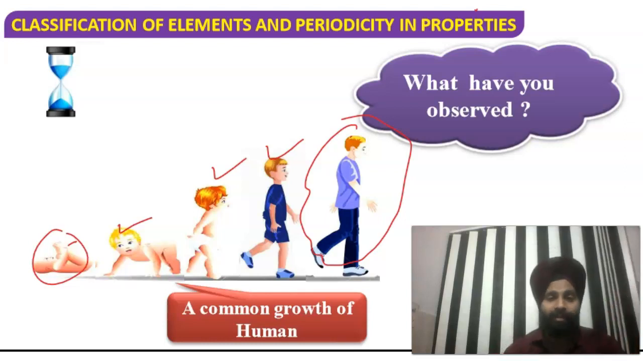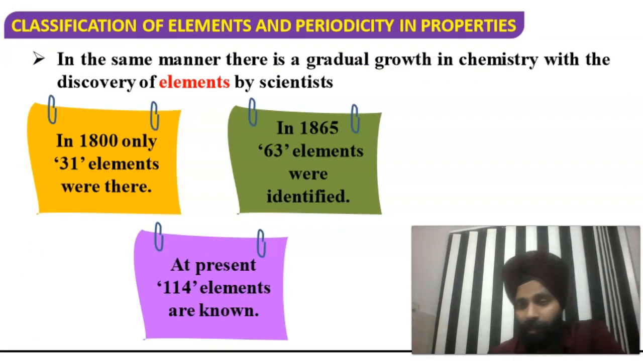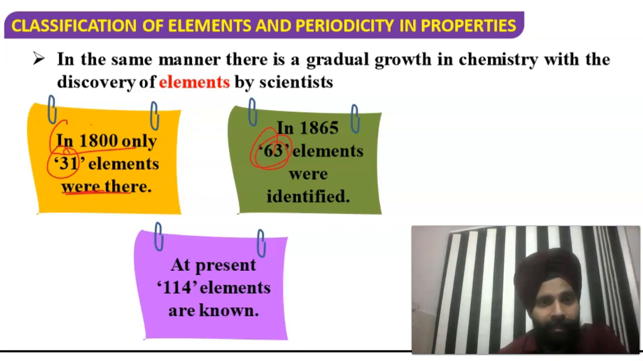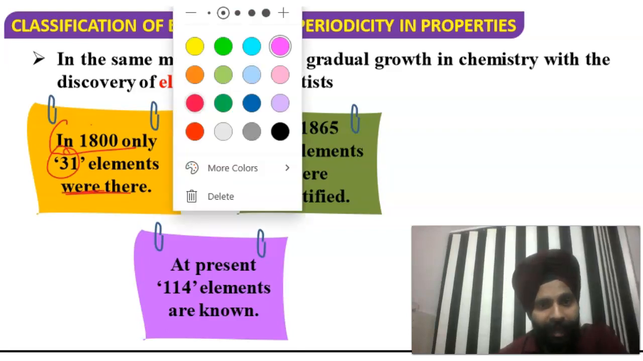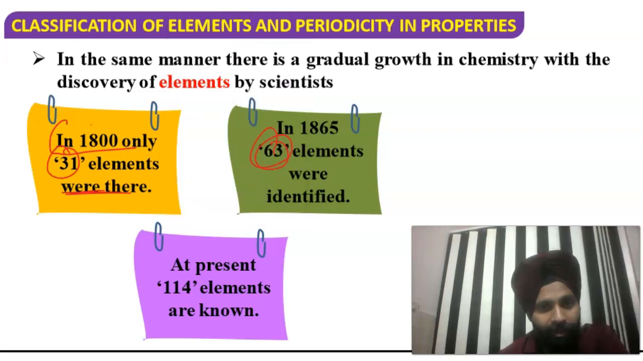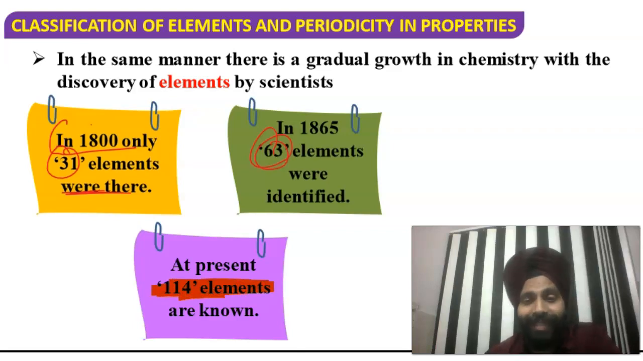What is important here? In 1800, there were 31 elements, and then 63 elements. At present, the number of elements is 114. So how can we remember all these elements, starting from 31, then 63, and so on, to 114 at present? How can we remember these?